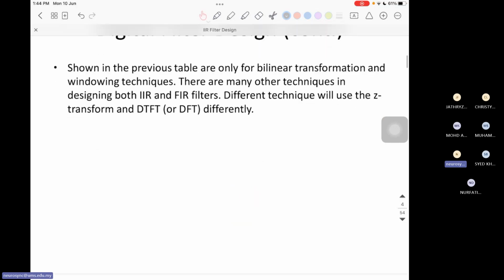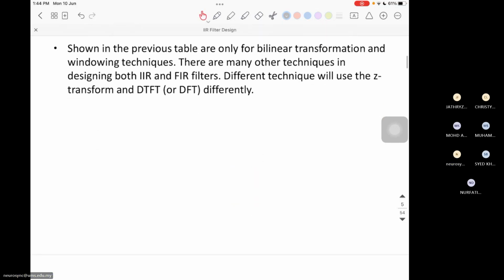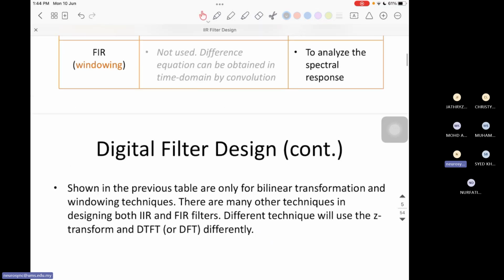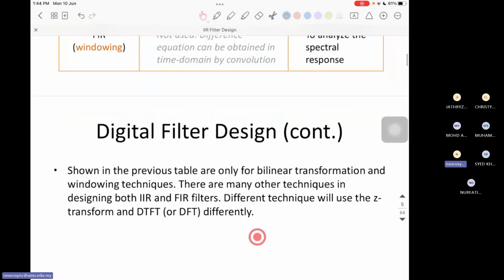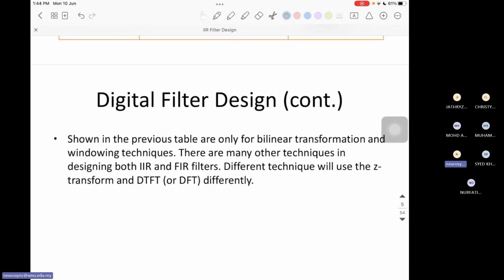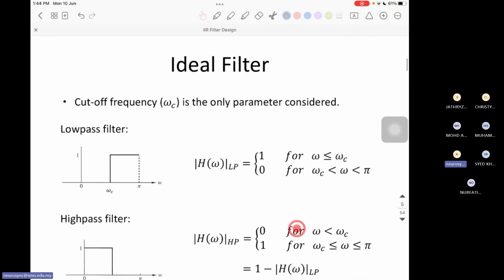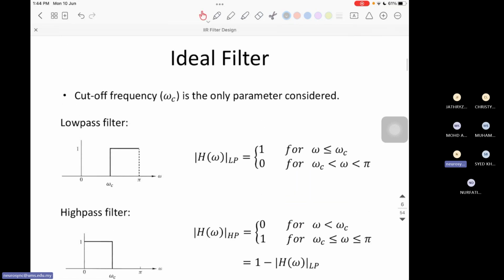Okay. Now there are two techniques we have highlighted here. One is the bilinear transformation, and the other is the windowing technique. There are many other techniques which are used for IIR and FIR filter design. These different techniques use the Z transform and the DTFT differently for the design. Okay, so basically, first we will see what is the ideal filter.